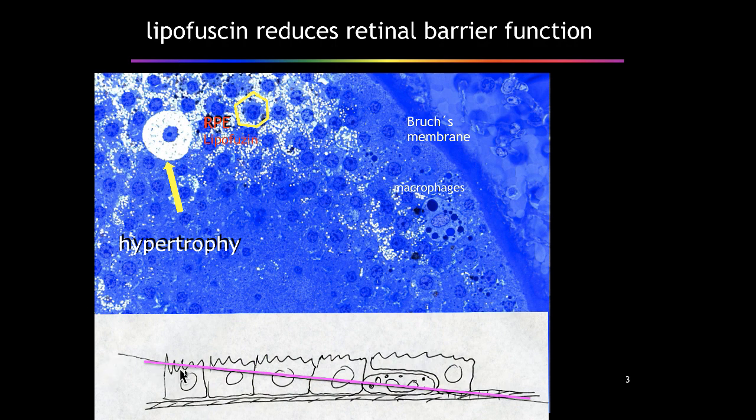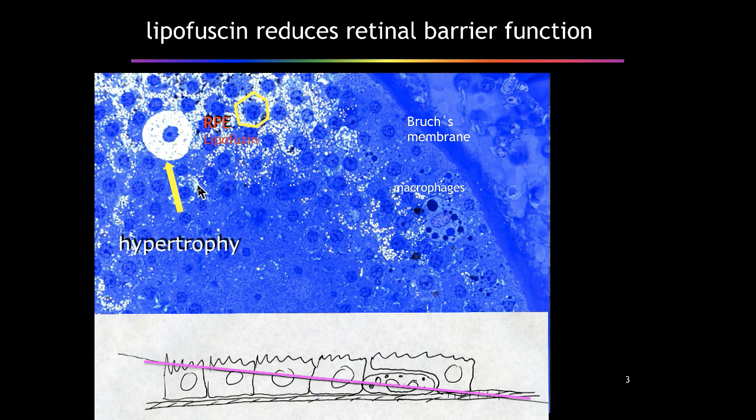Here we have a tangential section through the retinal pigment epithelium of a monkey. We see the normal hexagonal shape of RPE cells. We can recognize the lipofuscin granules by their whitish appearance, but there is one exception. One cell looks completely different. It has become round due to very high accumulation of lipofuscin. This is the nucleus here.